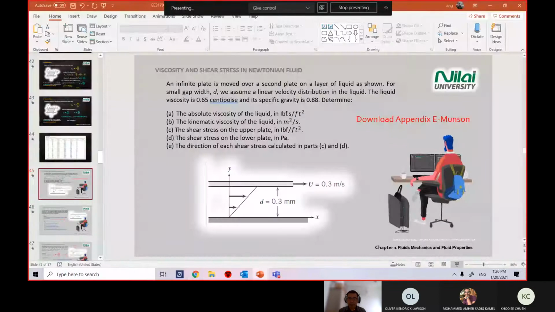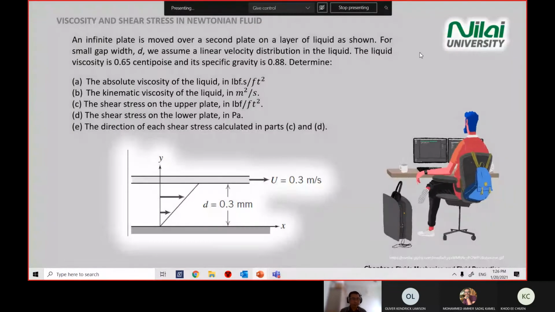Right, we continue to look at one tutorial question. If you look at your tutorial question, question 20, you are given two plates, and there is something happening in the middle here. The axes given are y and x, and the upper plate here is moving at a velocity of 0.3 meter per second. The distance given is 0.3 mm, d.